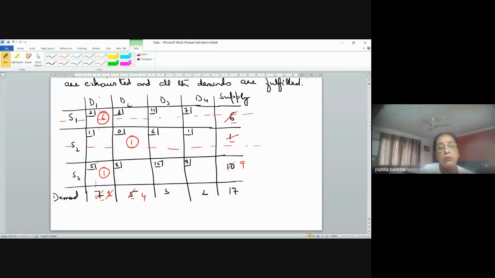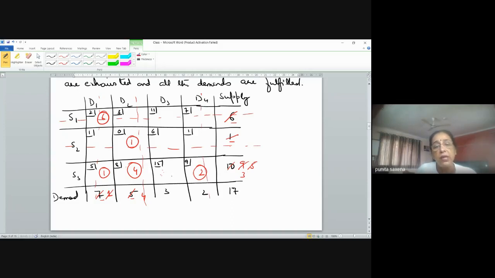Now the next choice. Now it is between 8, 15 and 9. Which is minimum? 8. How much can you supply? 4. How much are you left with? 5. Right? What happened? This column is exhausted. Now a choice between 15 and 9. Which is smaller? 9. How much can you supply? 2. How much are you left with? 3. This column gets exhausted.